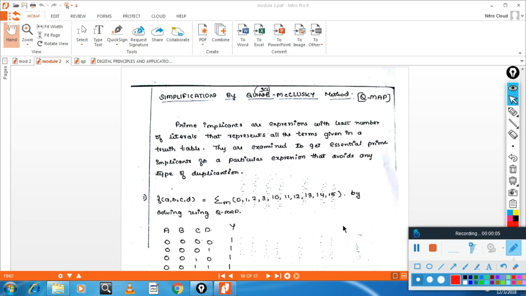Hello student, in today's session we will see simplification of a Boolean expression by using QMAP.